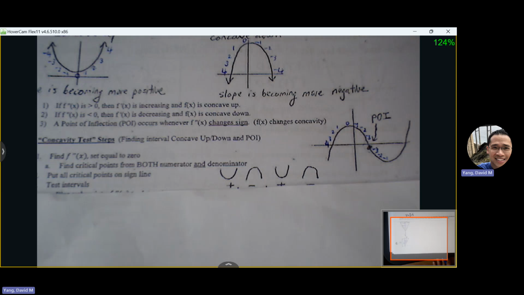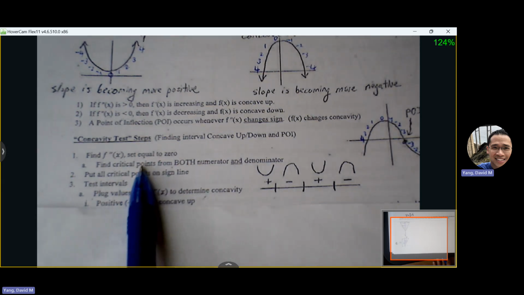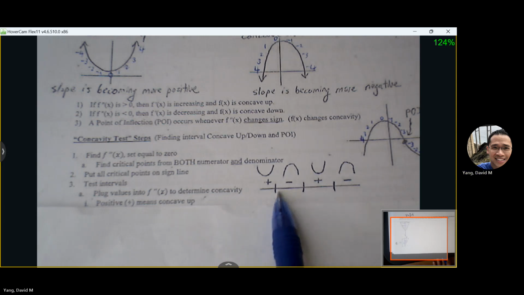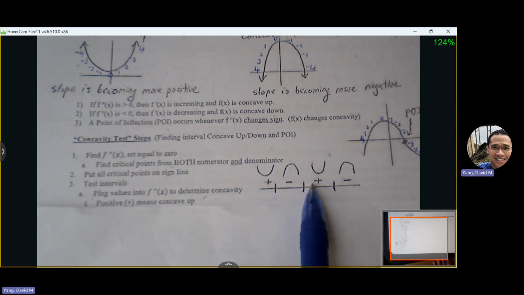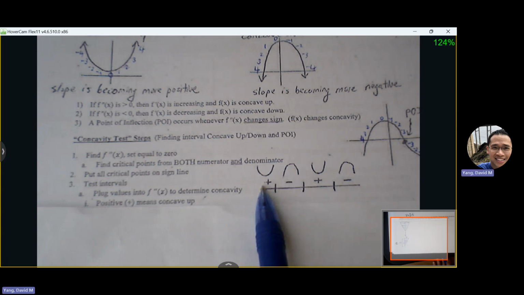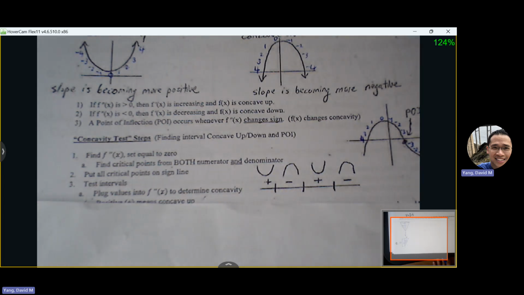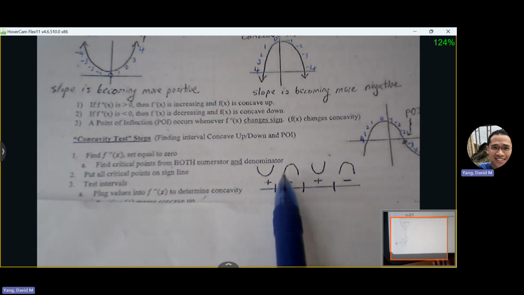Okay, so here are the steps. We're going to set f double prime equal to 0. We're going to set the numerator and the denominator of f double prime equal to 0, and find those critical points. Then we're going to test values in each subinterval. If there's a positive interval, I'm going to use a U to indicate that that portion of the graph is going to have a U shape. If I get a negative concavity, that means my graph is going to resemble this shape. And if there's a change in concavity, I know that there must be a point of inflection here.